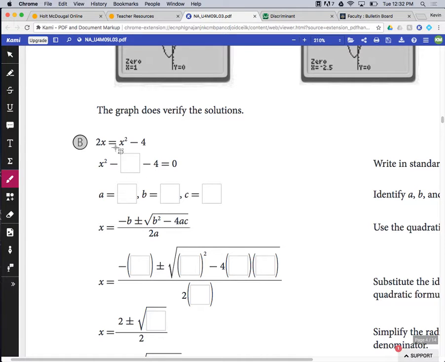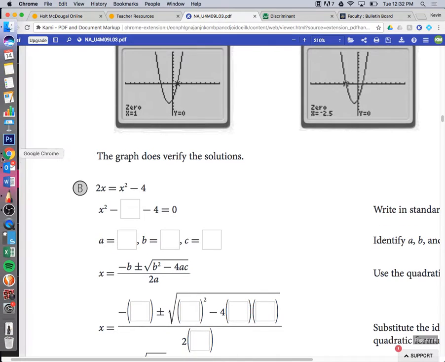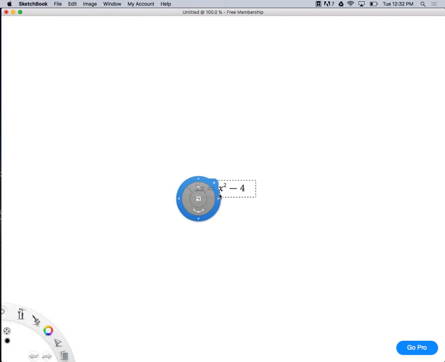So let's give an example of that. If you go down to your next page, 384, we see this one here. We can notice that one side isn't equal to 0, but in order to use my quadratic formula, I have to have one side equal to 0. So that's what I start with. I start with subtracting 2x from both sides, and I end up with x squared minus 2x minus 4 equals 0.